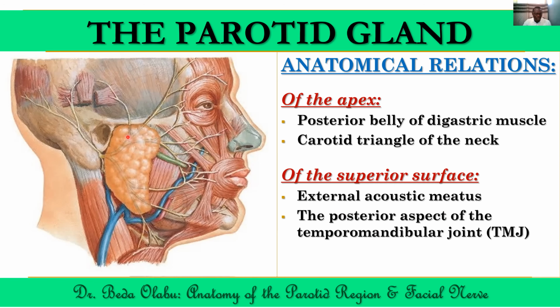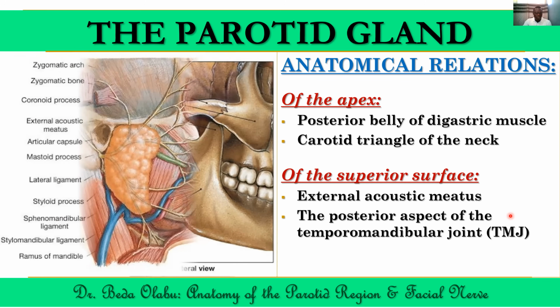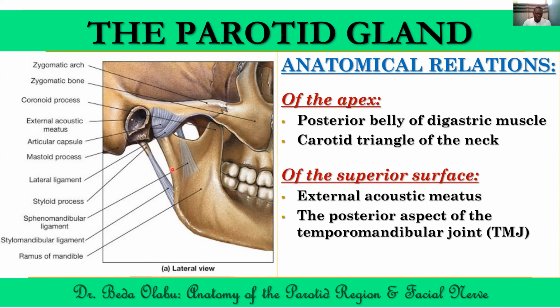Remember, the mandible ramus comes somewhere here. And so we expect the temporomandibular joint to be somewhere there. So we have some deep substance there, which forms the base of this particular gland. And that base is related to the posterior aspect of the TMJ, temporomandibular joint. Okay, this shows you the temporomandibular joint actually. So the part of the gland that is somewhere here is part of the base.